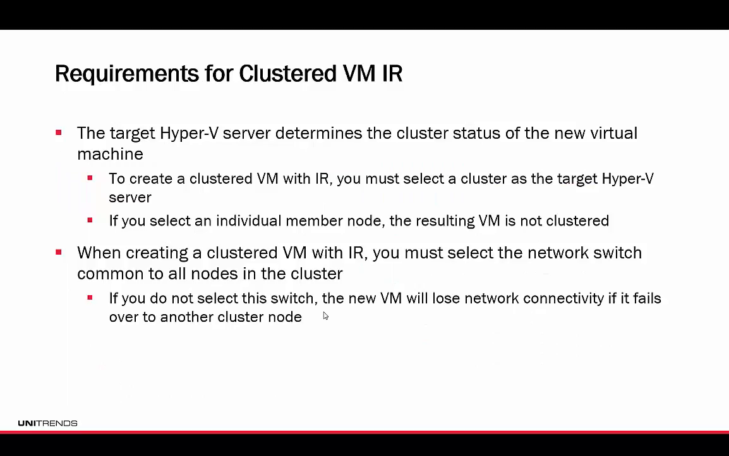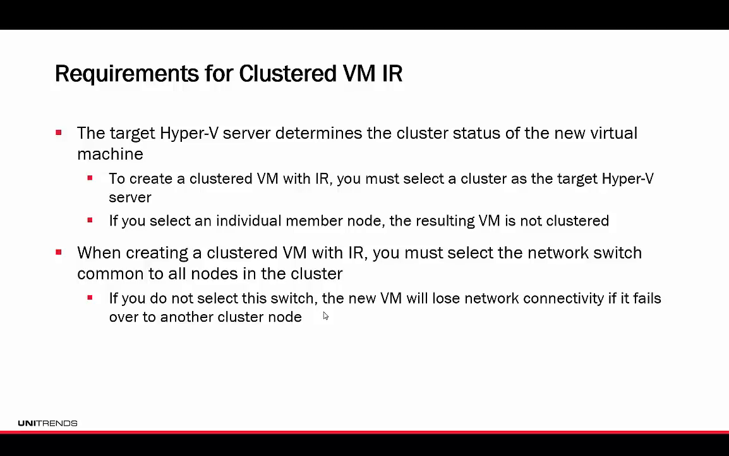Now, there are some requirements if you are clustered for Hyper-V. The target Hyper-V server determines the cluster status of the new virtual machine. Right? Your host is going to determine where that machine goes. To create a clustered VM with IR, you must select a cluster as the target Hyper-V server. If you don't choose the cluster, you choose one of the individual member nodes, that new VM is not going to be clustered because it doesn't see it through the cluster manager.